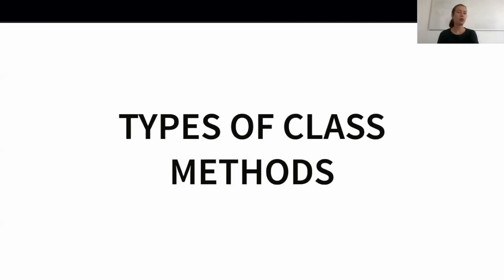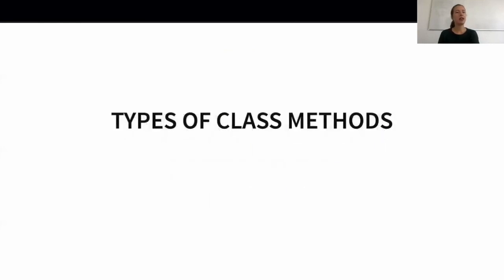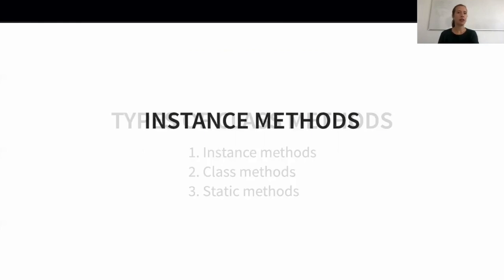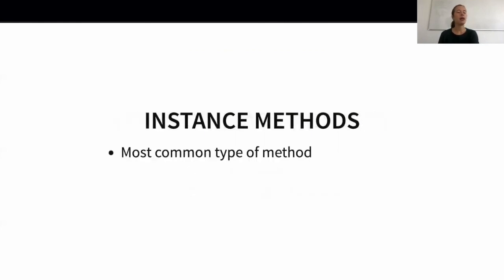In this section, I want to take a look at the different types of methods we can add to a class. A class can have 3 types of methods: instance methods, class methods, and static methods. Let's start with the most common one, instance methods. Instance methods are the most common type of method.